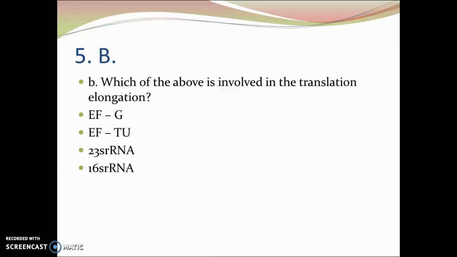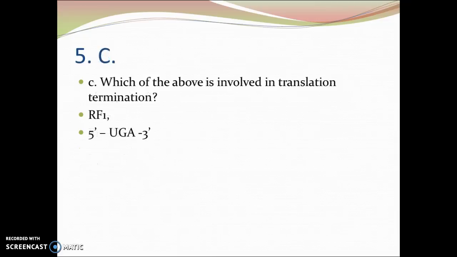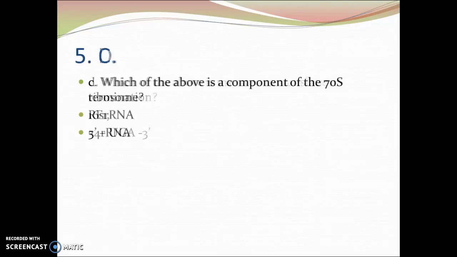5B. Which of the above is involved in the translation elongation? And that's EFG, EFTu, 23S rRNA, and 16S rRNA. 5C. Which of the above is involved in translation termination? And that's RF1 and 5' UGA 3'.